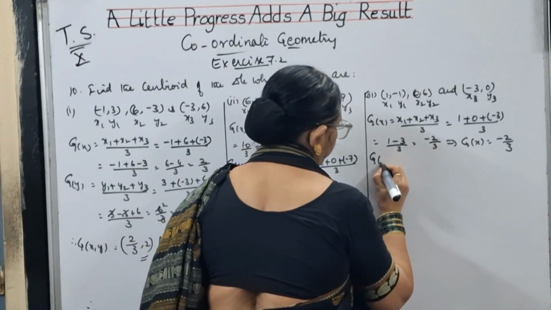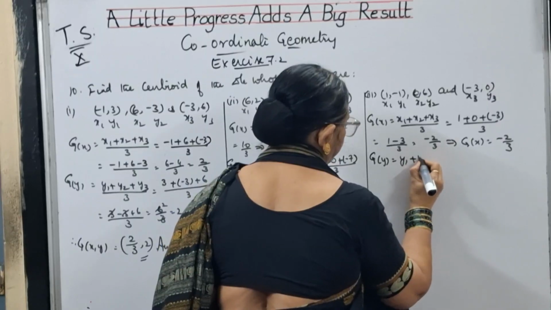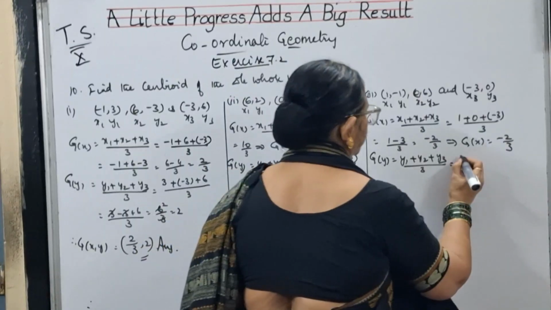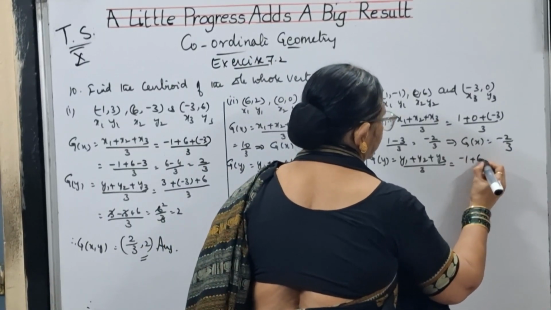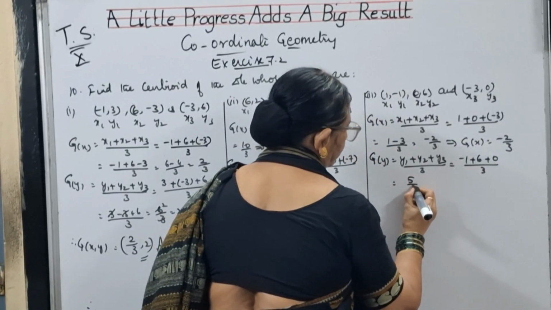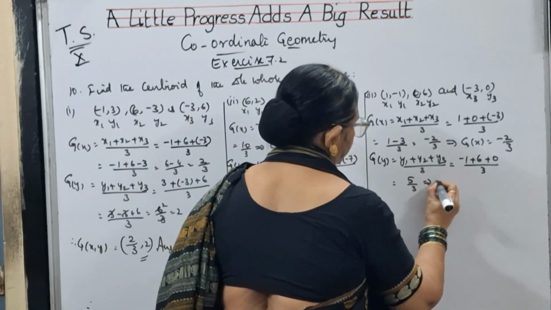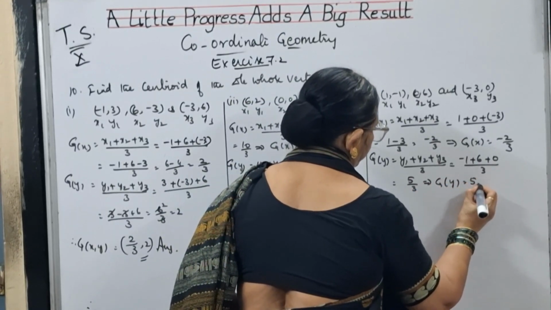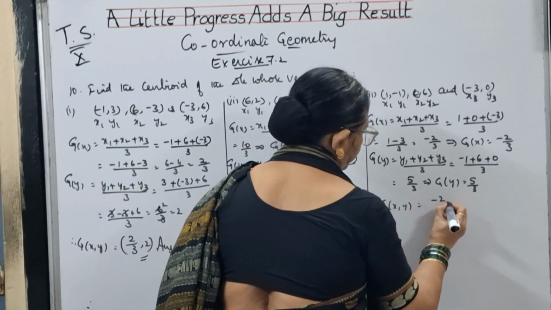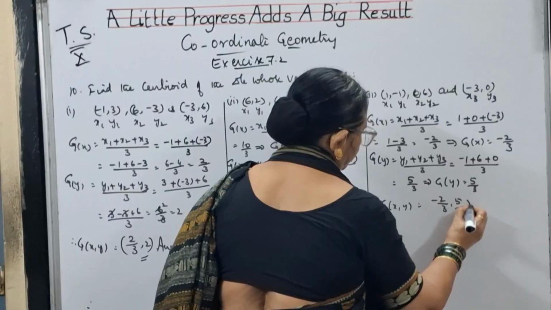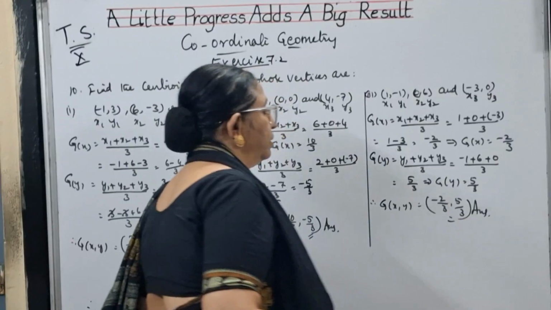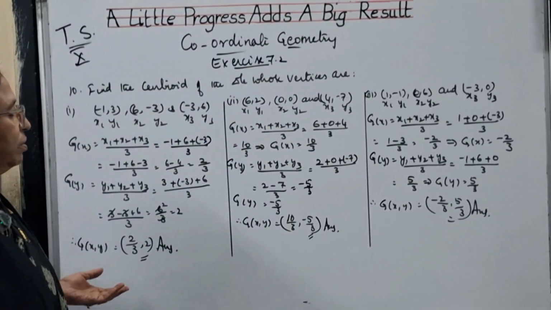Now g of y, (y1 plus y2 plus y3) by 3. So y1 is minus 1 plus y2 is 6 plus y3 is 0 by 3. That is 5 by 3. So this implies g of y is equal to 5 by 3. Therefore, g of x comma y is minus 2 by 3 comma 5 by 3. This is the answer. Very simple questions, children, here. Only the thing, substitute the values, you'll be getting.